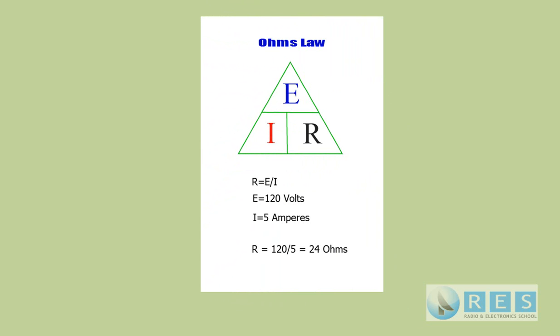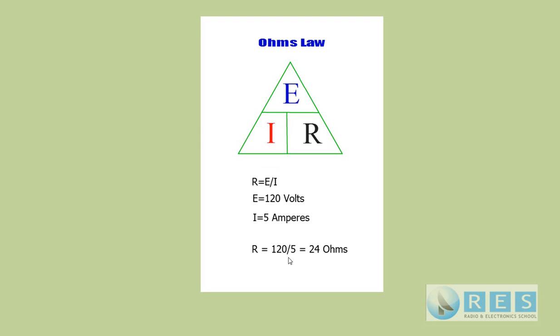Now we're being asked to calculate resistance, and we're being given voltage and current. We're told that E, the voltage, is 120 volts. We're told that the current, I, is 5 amperes. The formula, put your finger over the R. R equals E divided by I. R equals E divided by I.